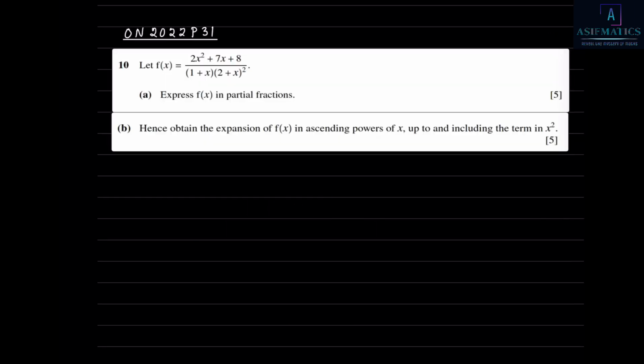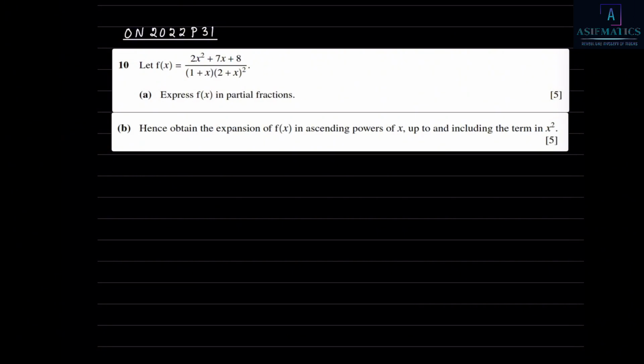Here we can see one more problem, from October-November 2022, paper 31. This is a combination of partial fraction and binomial expansion. So the first part would be the partial fraction, and then from that partial fraction we have to do the binomial expansion. This is a very common situation for your exam. In most cases of your exam, you can see this type of problem. So let's start the first part.